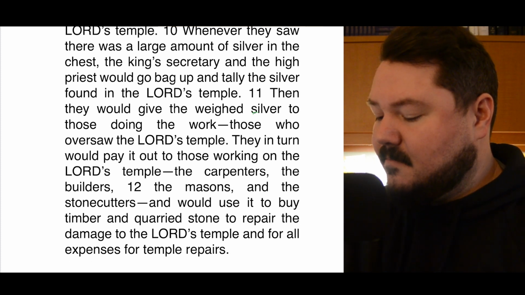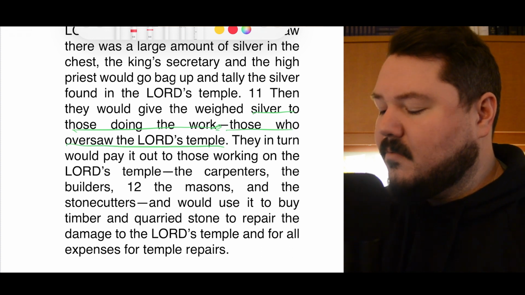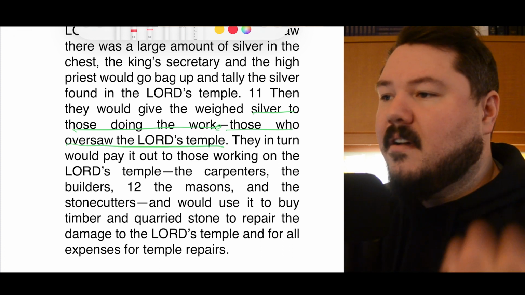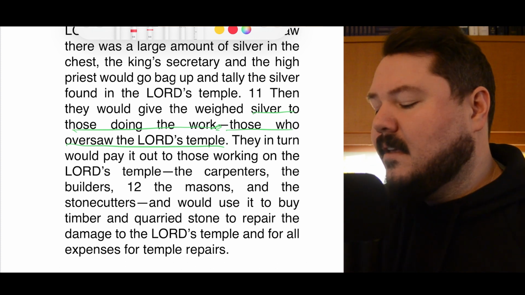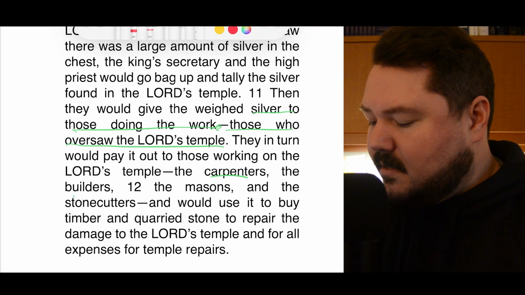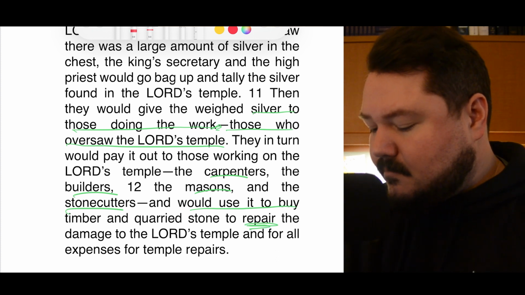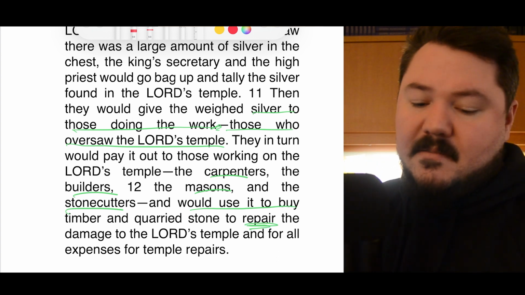And this is the distinction. They were giving the silver to those to do the work. They weren't doing the work themselves. So they were giving others the silver for them to actually do the work. And these workers included carpenters, builders, masons, stone cutters, and they themselves would use it to buy the timber and the stone to repair it, instead of the priests doing it.